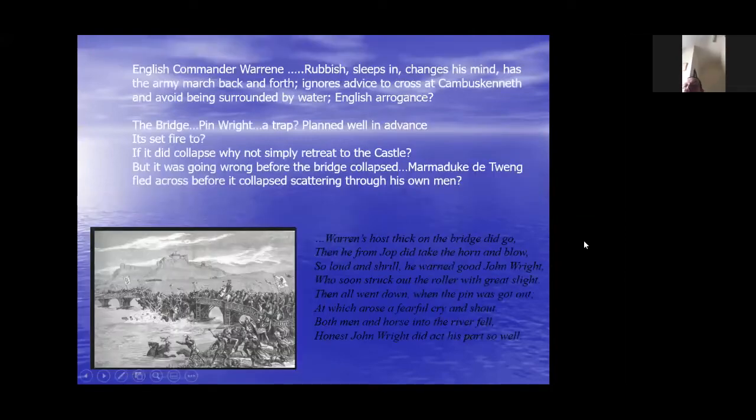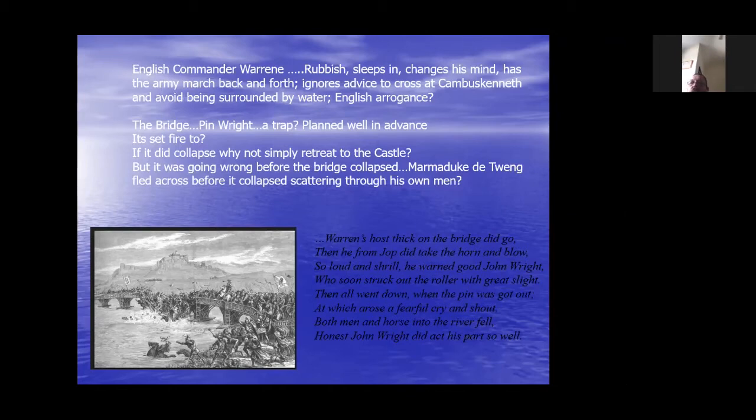Now, just a few more details expanded on this. We've got the stuff with Warenne, and a little bit more detail, sleeps and changes mind. We also have the story of the Pin Wright. Mr. Wright, a joiner who lived locally in Cambuskenneth. He is known afterwards as Pin, and Pin became a family name for children. And the last of the Pin Wrights apparently died in the 19th century.